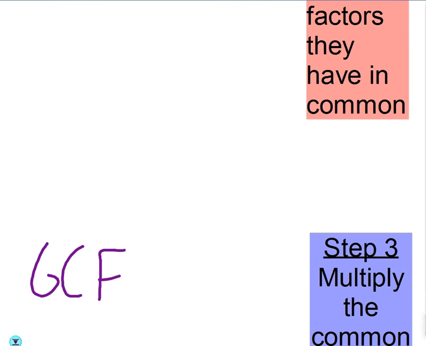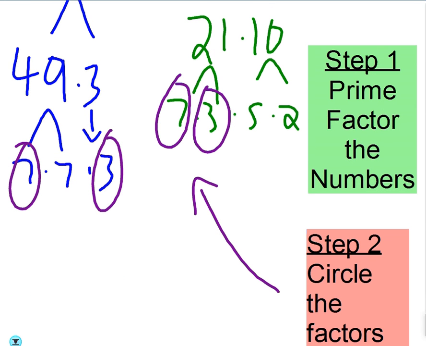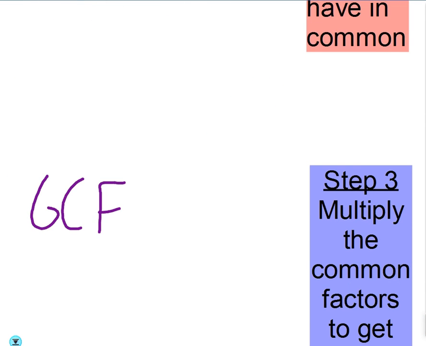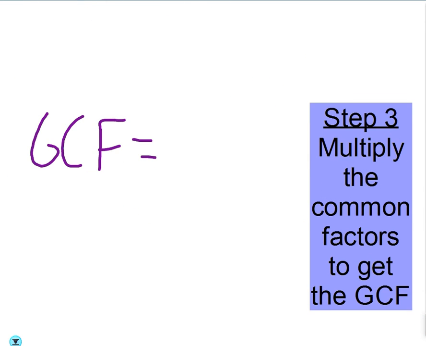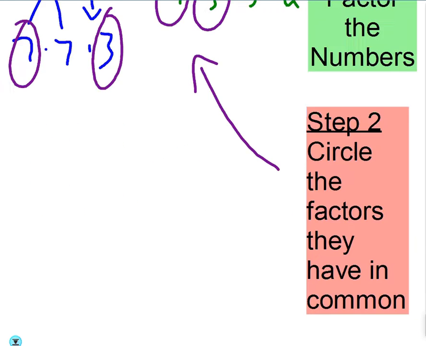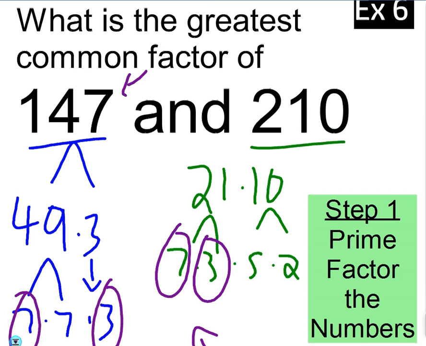So the GCF would be, no. If they both have a 3 and a 7 in common, what would the GCF be? Not hearing anybody. Yes, 21. You multiply them. Look what step 3 says. Multiply the common factors to get the GCF. So that means that 21 is the biggest number that goes into both 147 and 210.